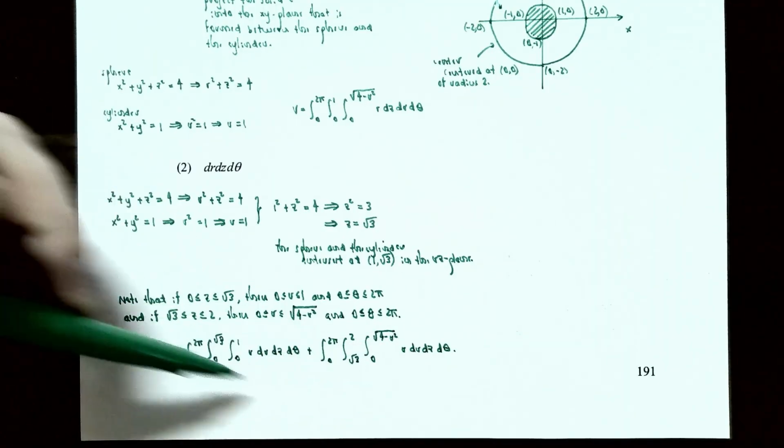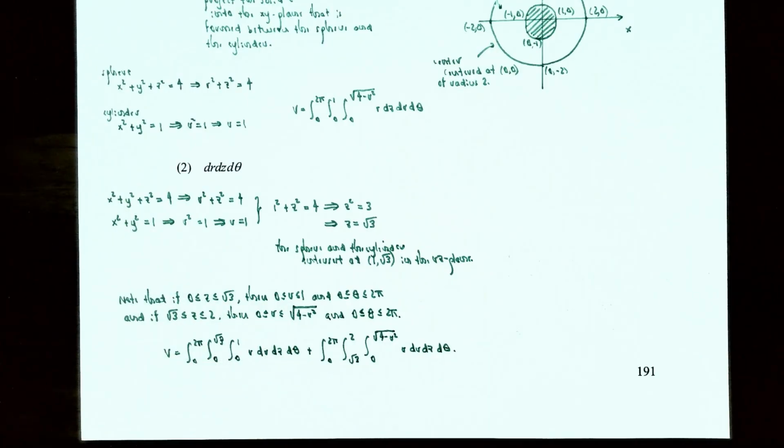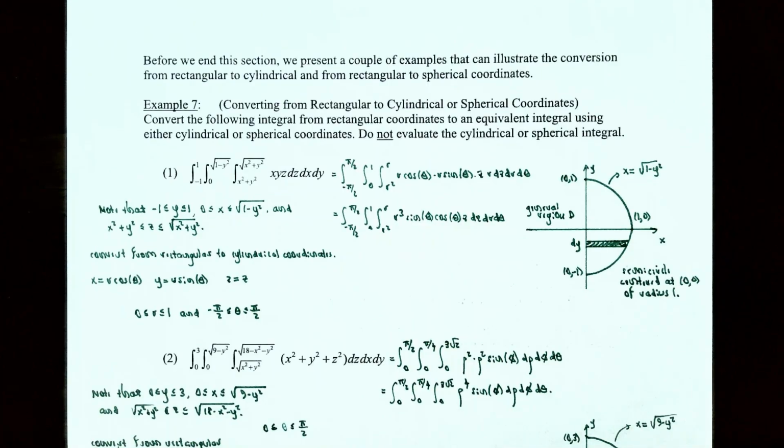The sum of these two triple integrals will give you the same value as the triple integral that we found in the last problem, using just one triple integral. So let's try one more problem. We're going to finish this video by illustrating a conversion between rectangular and cylindrical coordinates.